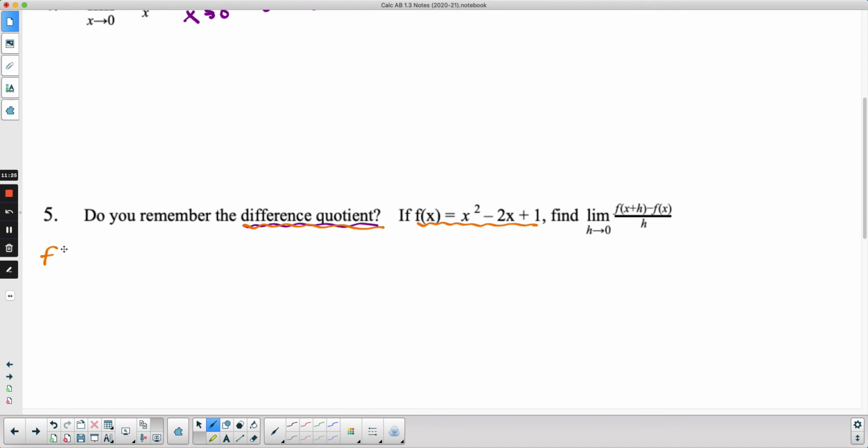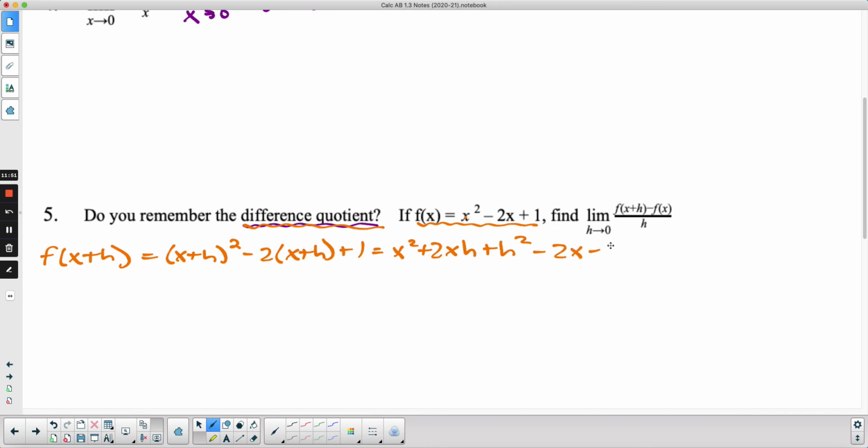So f of x plus h is going to be our function where all of the x's are replaced with x plus h. So x plus h squared minus 2 times x plus h plus 1. And I like to simplify that first. So x plus h times x plus h is x squared plus 2xh plus h squared minus 2x minus 2h plus 1. And then I think that's all we can do with that.